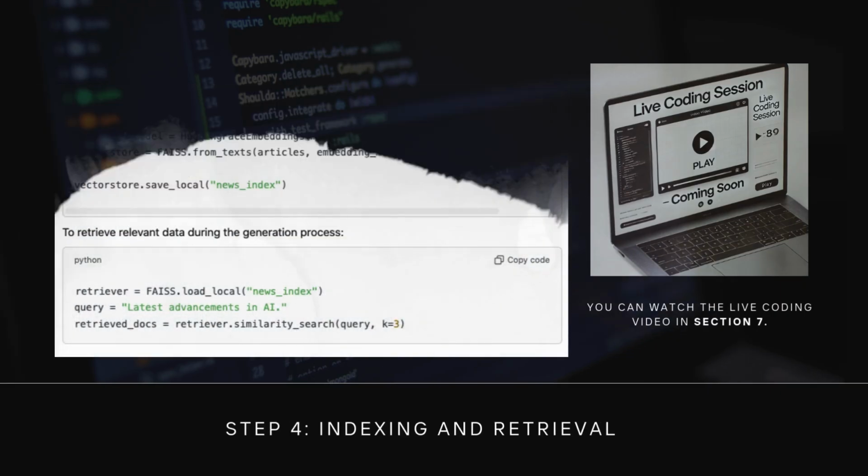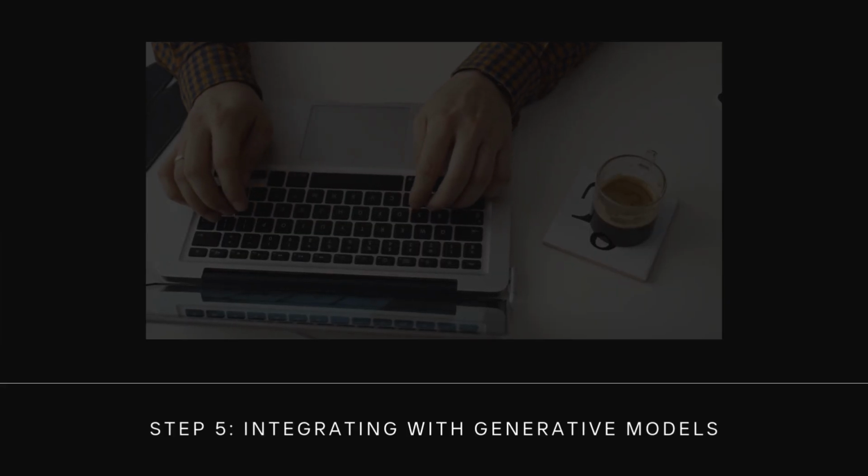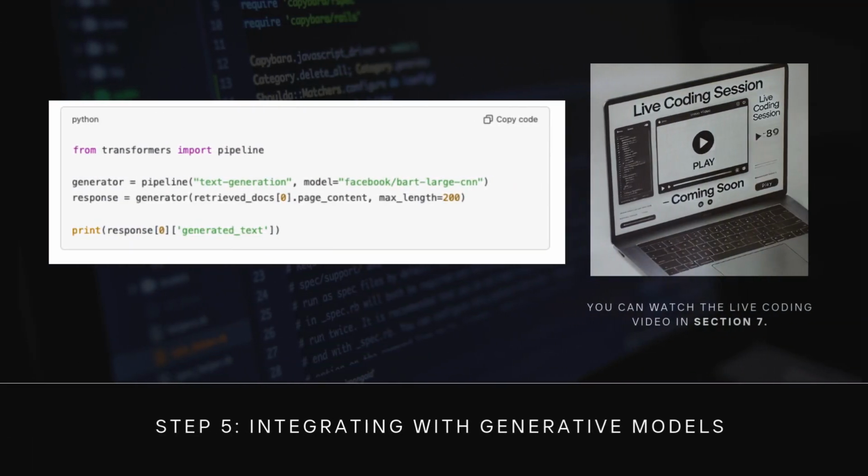Step 4. Indexing and retrieval. Now that we have data from various sources, the next step is to index it for retrieval, to retrieve relevant data during the generation process. Step 5. Integrating with generative models. Once data is retrieved, pass it to a generative model for synthesis.